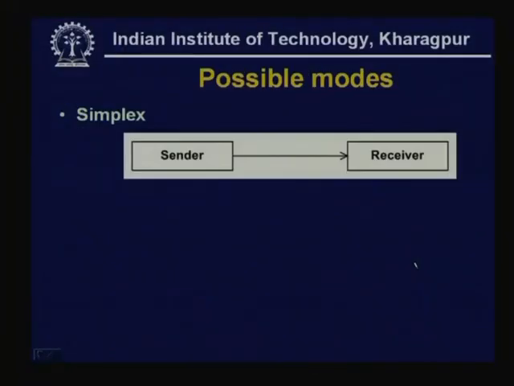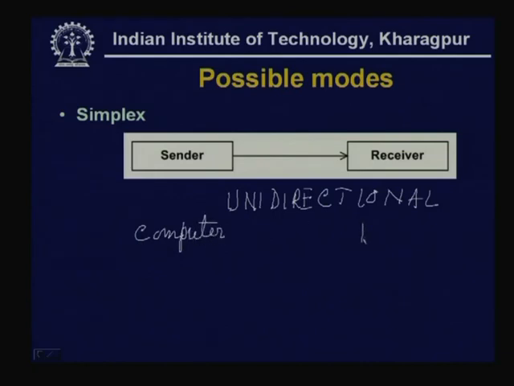Let us see the various modes. First one is simplex mode. Here, as you can see, data is unidirectional. Here data is going from the sender to the receiver. There is no data going from the receiver to the sender. It is flowing in only one direction. For example, this can be a computer and this can be a printer. So, in such cases we can use simplex mode of communication.